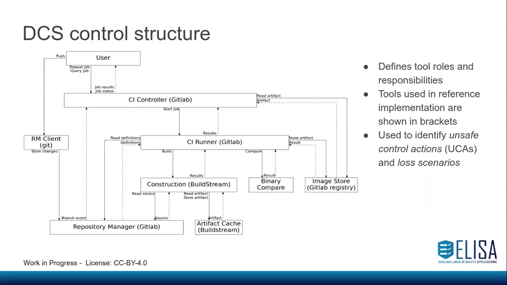Then within that structure, we focused in on the control structure for DCS itself. The controllers in this reflect the open source tools that we used in our reference implementation. So you can see that in brackets we're referencing GitLab and BuildStream. But the way we defined them was using roles and responsibilities for those controllers, so that the analysis could provide a design pattern rather than only describing how those specific tools worked. The idea here being that we could implement DCS using a different set of tools and use the results of this analysis and the defined constraints to verify that it's meeting the same goals.